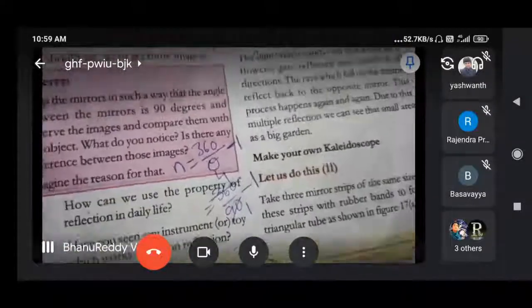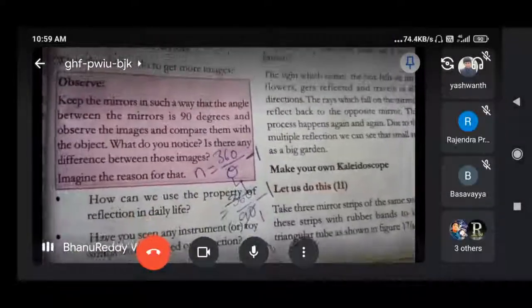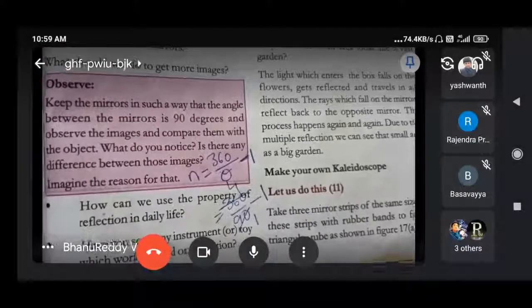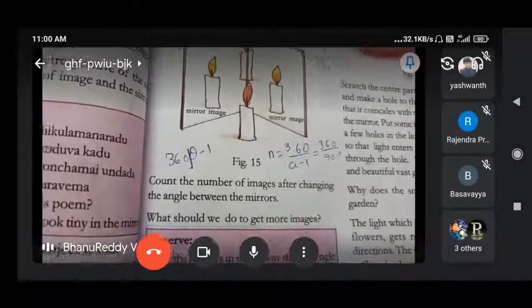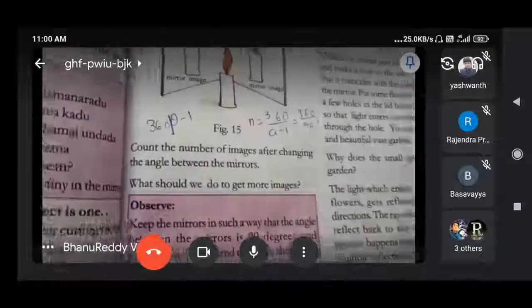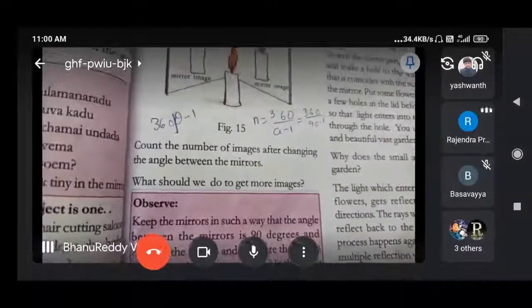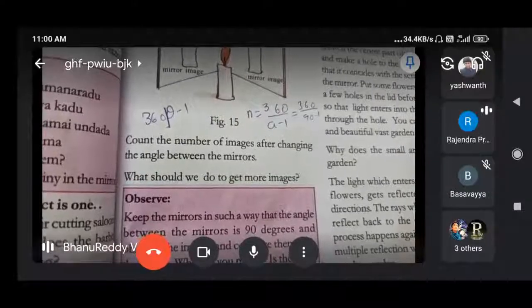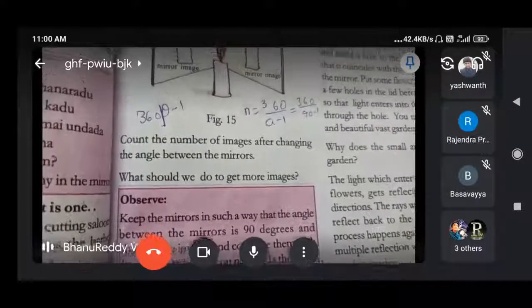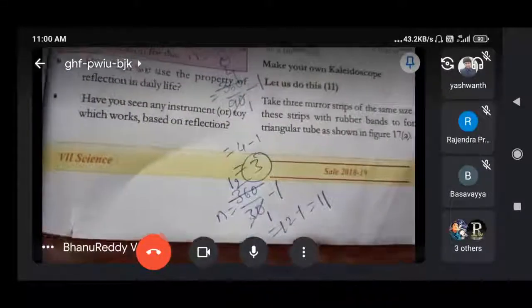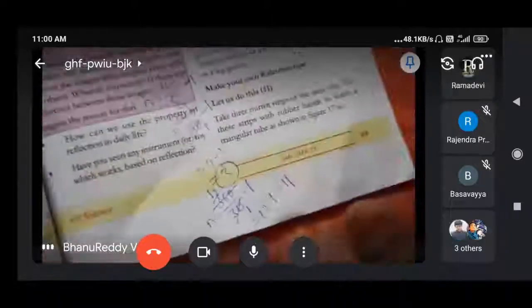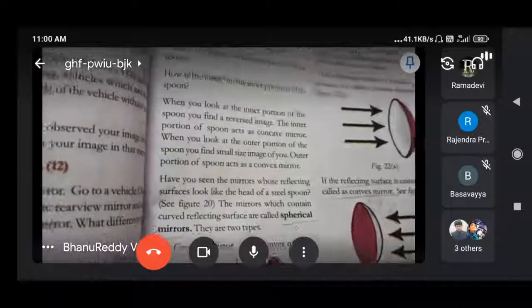If we place them at a 30 degree angle, then 360 by 30 minus 1. 30 twelves are 360, so 12 minus 1 is equal to 11 images. If we keep the two mirrors at a 30 degree angle, 11 images will form. And if we keep the two mirrors at a 90 degree angle, we'll get 3 images. In that manner, this is the formula: 360 by theta minus 1. Okay? You got this? Okay. This is enough.